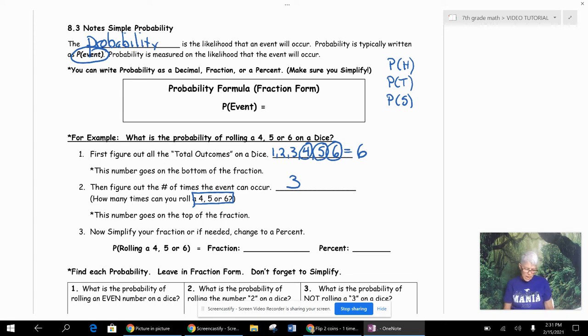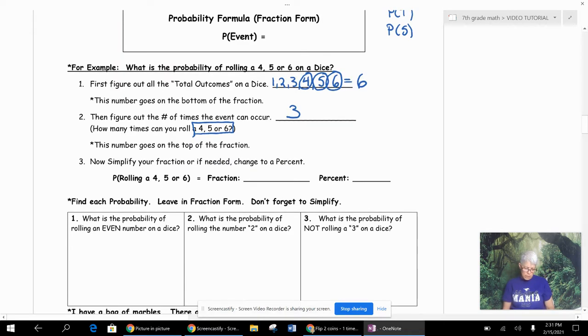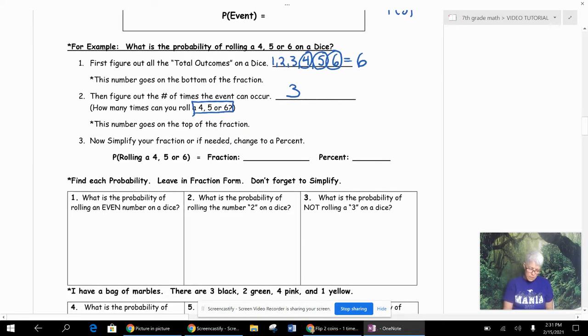Now number 3, simplify your fraction. So the fraction is 3 over 6. Remember the total outcomes on the bottom, the number of outcomes that you want to get on the top, and that's 3 over 6. And I can simplify that. If I divide the top and the bottom by 3, I'll get 1 over 2.